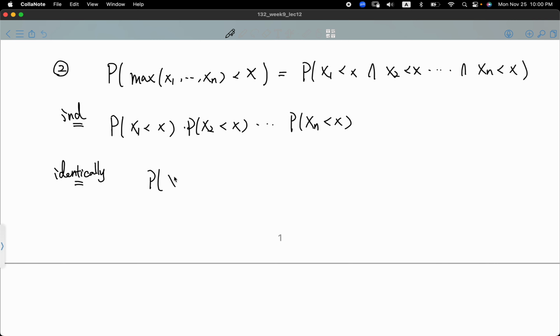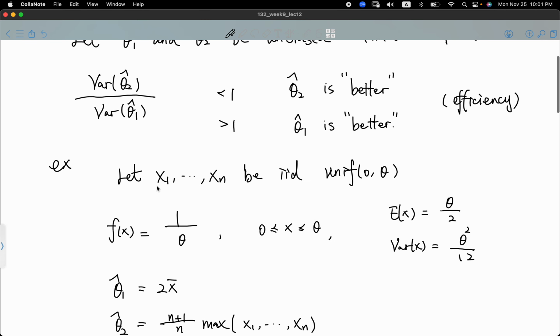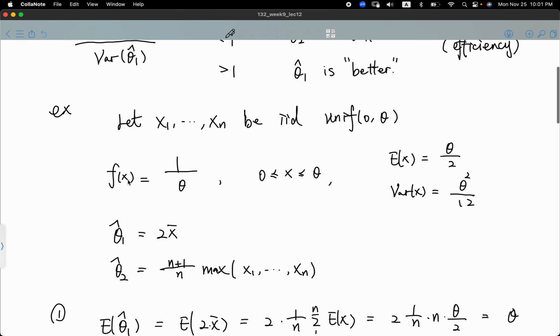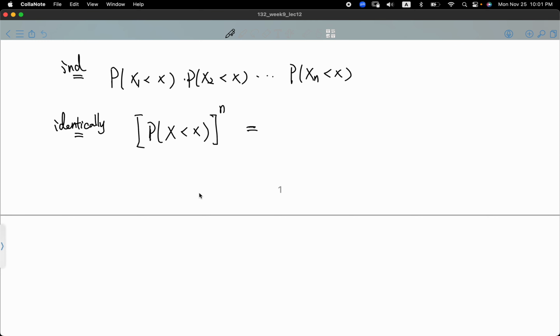So you will have P of random variable x less than x, but you have n times. So again, this is still the CDF for this variable less than x, which is equal to each of them less than x, and then they're identically distributed, so you have a power of n. Okay, and then here is the PDF, the probability density function for random variable x, and let me put it as a side note here. So the F of x is equal to the integral from 0 to x of 1 over theta dx. So this is the probability density function. You integrate all the way up to x from the lower bound.